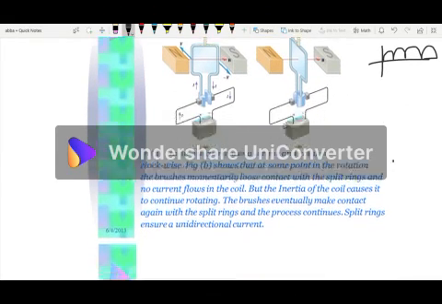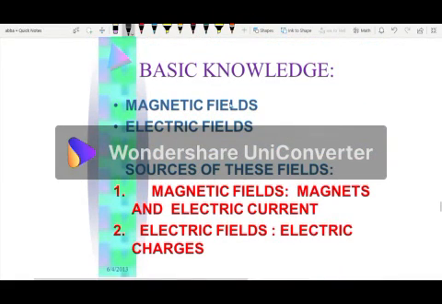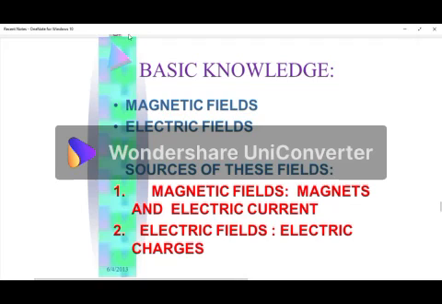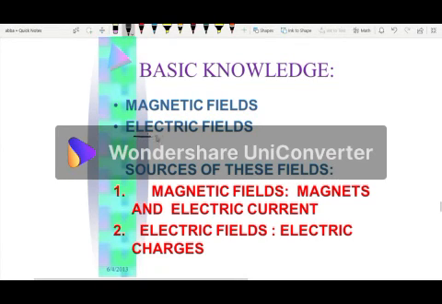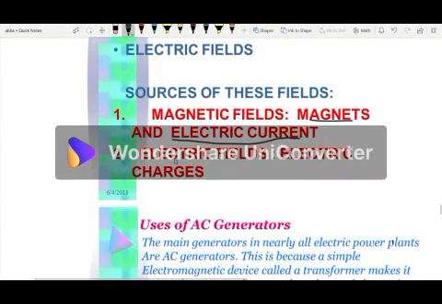Now the basic knowledge is that the magnetic field and the electric field are not the same. The magnetic fields are field lines around a magnet. The electric field is experienced in and around the substance that conducts electricity. The sources of magnetic fields are your magnets and your electric current. Your electric field is a result of your electric charges.